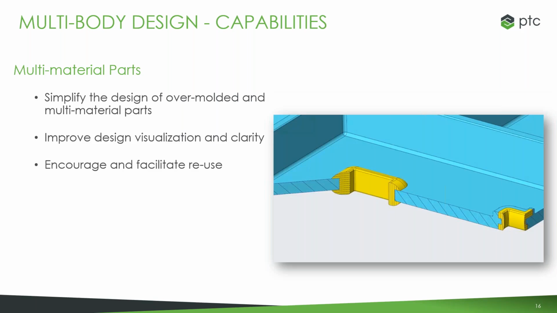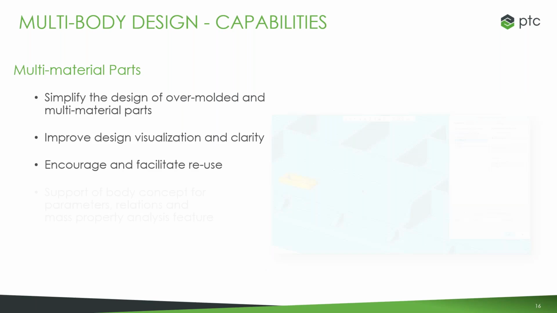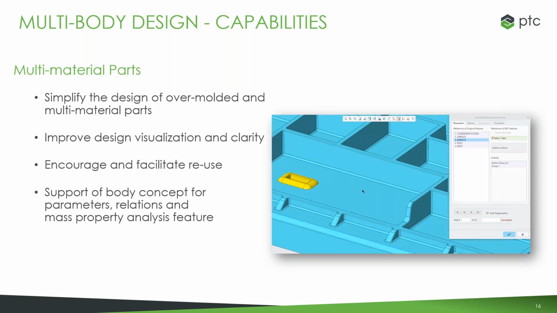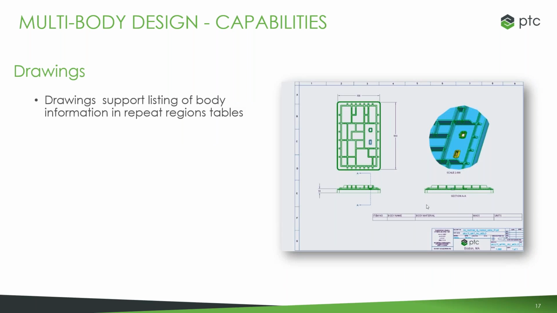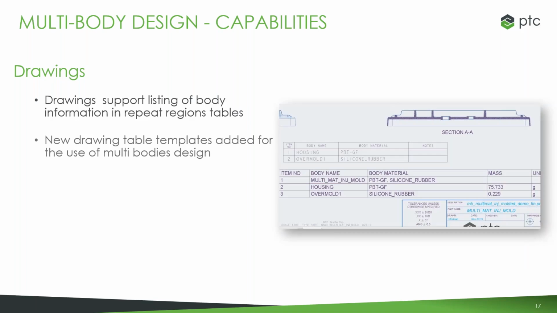It is not really just the material. You can have relations, you can have mass properties, you can have parameters, everything separate for each individual body, if you like. Consider that as a completely separate part inside the spectrum of Creo part modeling. And also when it comes to the drawing, additional parameters have been added to look after the parts. You can have your own repeat region, new repeat region functionalities being added inside Creo for the body.